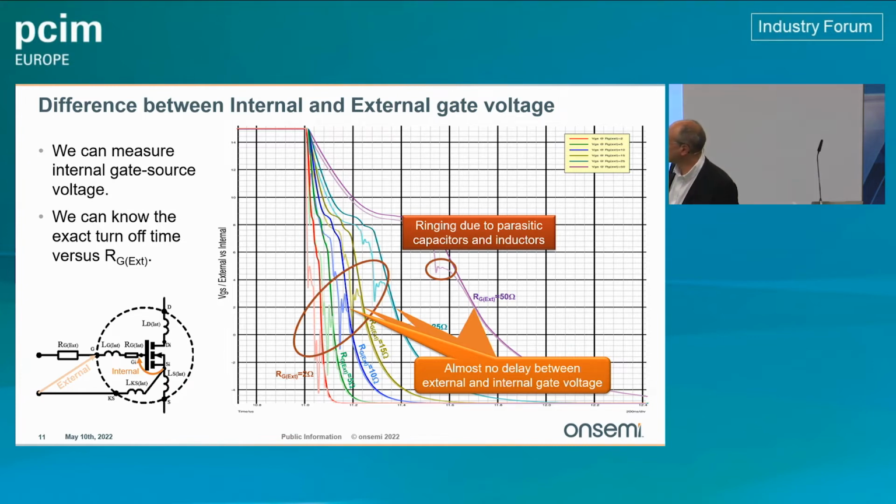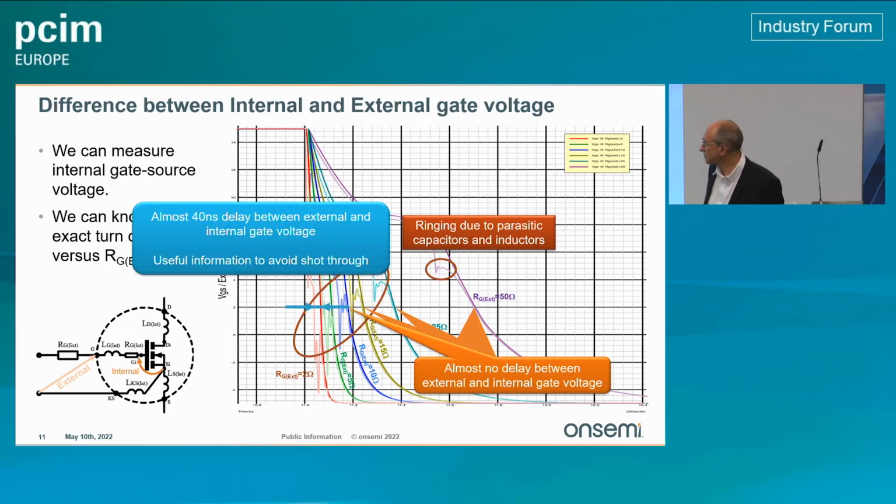Here, I can imagine that my threshold is at 2 volts. Here, my MOSFET is off, while my real one is still on. So here you see the delay. It's almost 40 nanoseconds. So when you are very tight in switching and you want to reduce the losses, if you don't take into account this extra 40 nanoseconds, you will create a shoot-through and increase your losses.